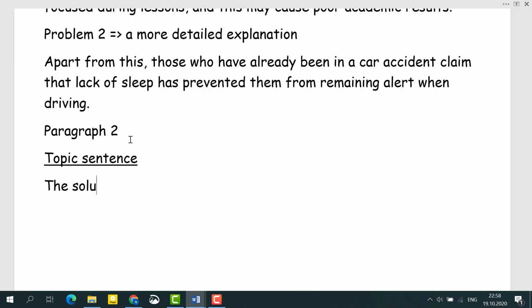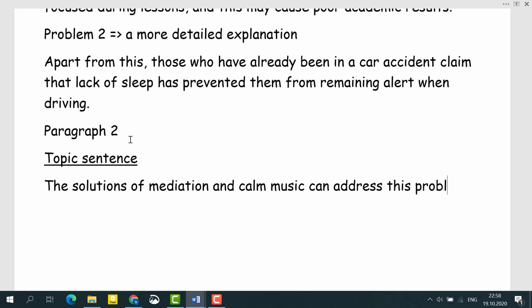The solutions of meditation and calm music can address this problem. And that's it. You see that? The solutions of, and this is the first solution, and this is the second solution. Next.